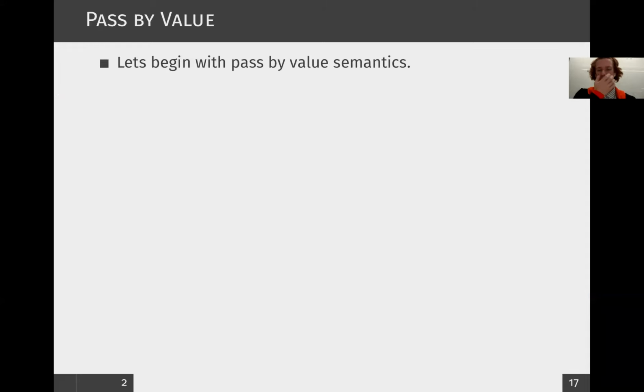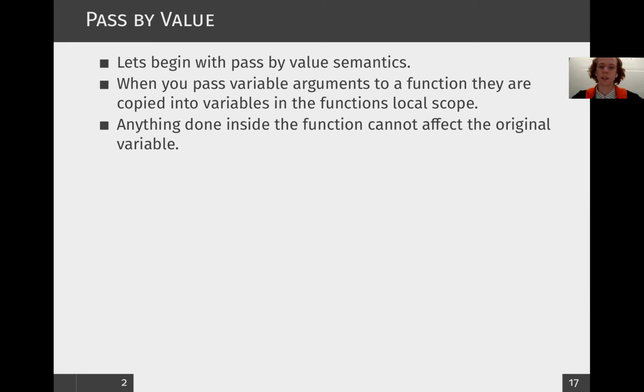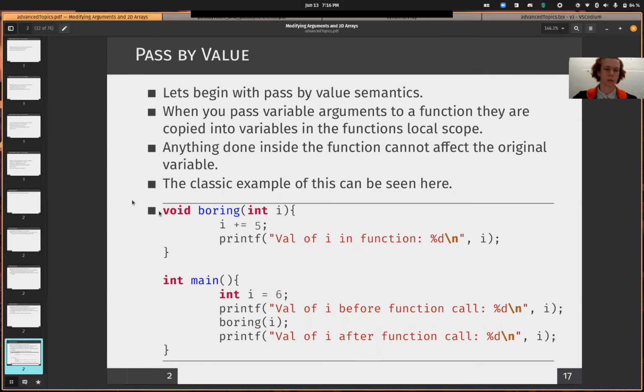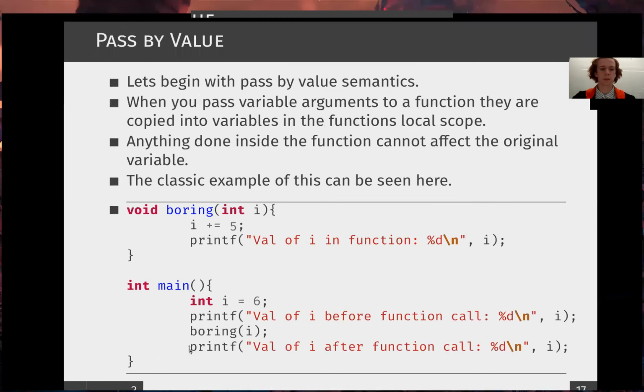So let's begin with pass by value semantics. Normally in C, when you pass variable arguments to a function, they're copied into variables in the function's local scope. Anything done inside the function cannot affect the original variable. The classical example of this can be seen here. So let's just copy paste this into our IDE and go over it a bit more in depth.